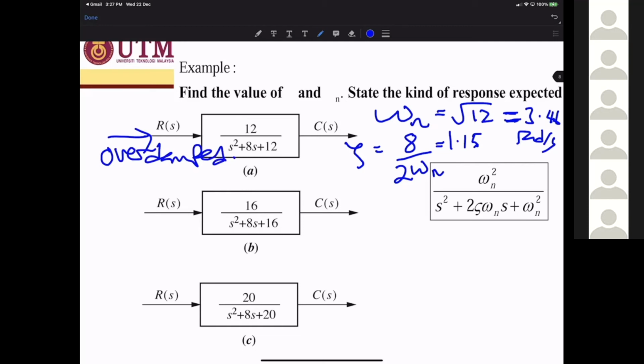Fatur Zaki. Yes, Doctor. Omega n? Square root 16, plus minus 4. Just 4. Kamu tidur ya? Tak.